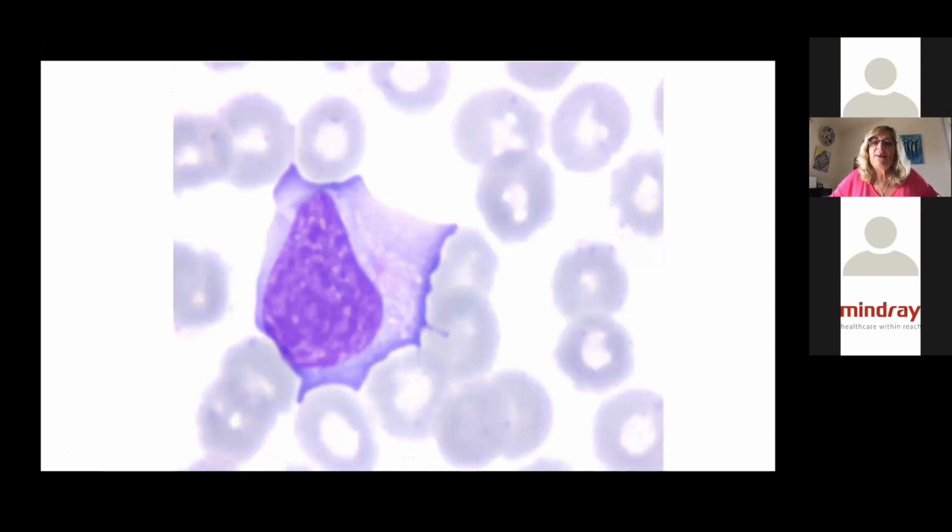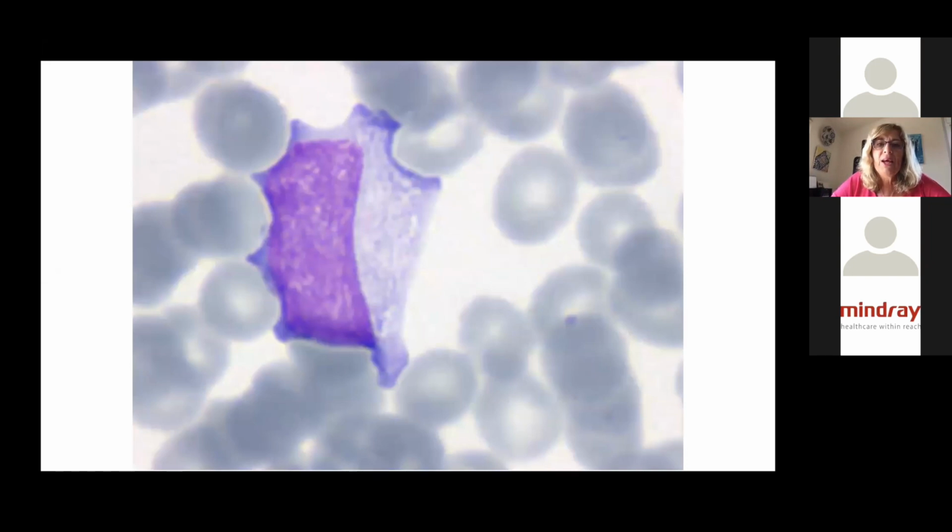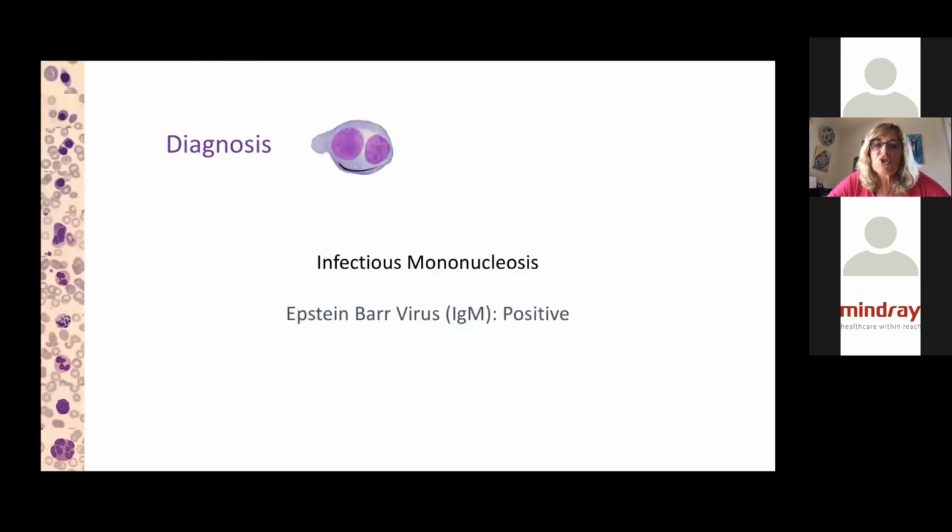Oh, this is a reactive lymphoid cell because it's a big lymphocyte. The cytoplasm is very basophilic, it is blue, especially on the borders of the cytoplasm when it's touching the red cells, and the nucleus is not so mature with respect to the normal lymphocyte. We have another very similar lymphocyte, big, blue. So the diagnosis was an infectious mononucleosis, and the Epstein-Barr virus IgM was positive.